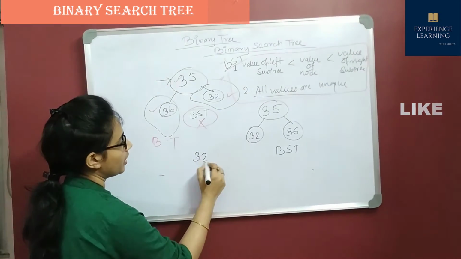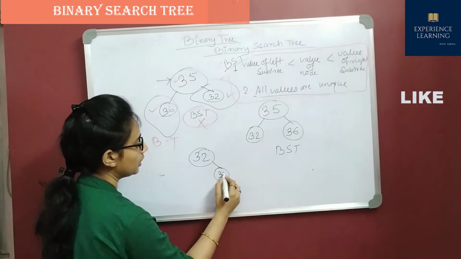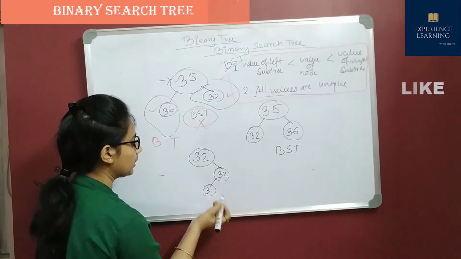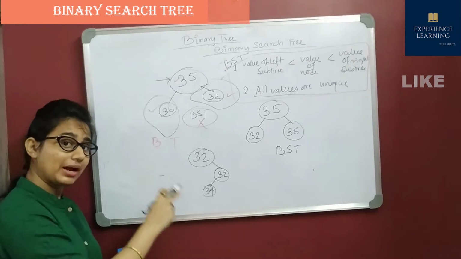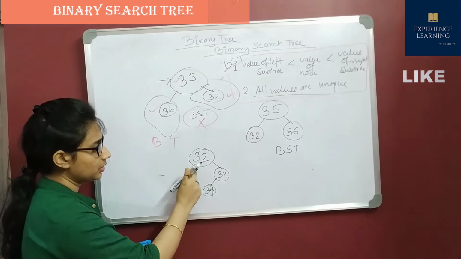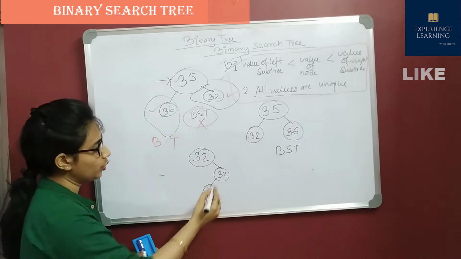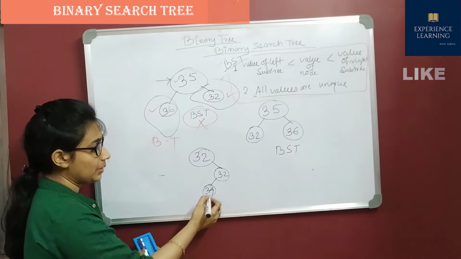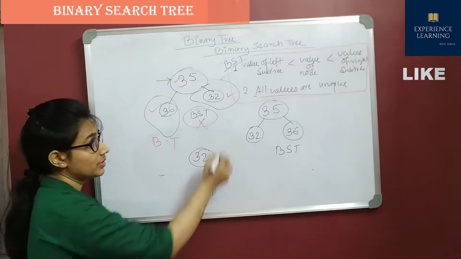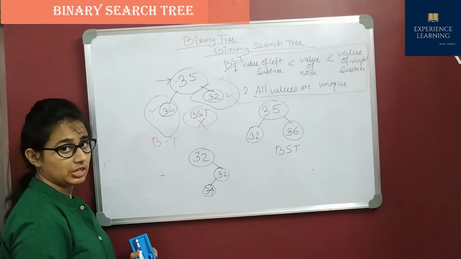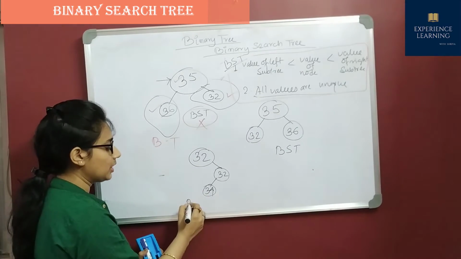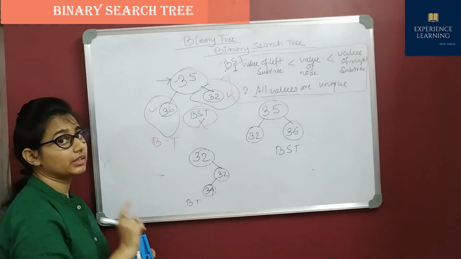Suppose you write 32, 32, 34. This can be a binary tree because here the values are not unique. You are getting 32 and 34 as the left subtree of 32, which is not satisfying this condition. So this can be a binary tree, but this cannot be a binary search tree.